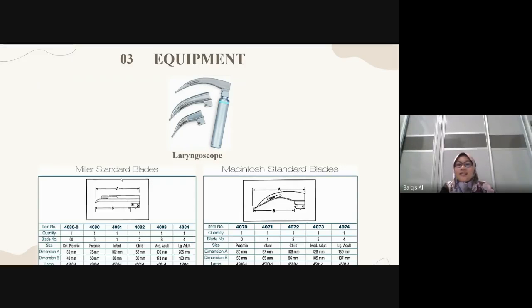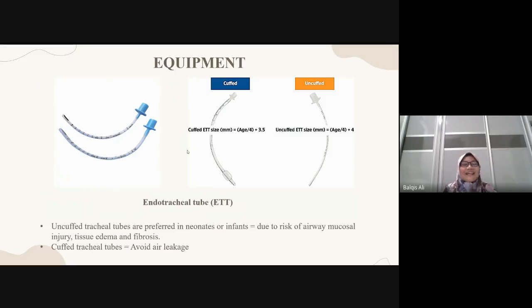Okay. Then equipment endotracheal tube. So there are two types, either cuff and uncuff. Cuff ETT, there is a balloon inflated at the tip of the tube, and uncuff is usually for neonates and infants because we are afraid that this inflated balloon may lead to injury to the mucosal lining of the airway. So that is why we use uncuff in the neonates and infants. But cuff tube is to avoid the air leakage and also prevent regurgitation.